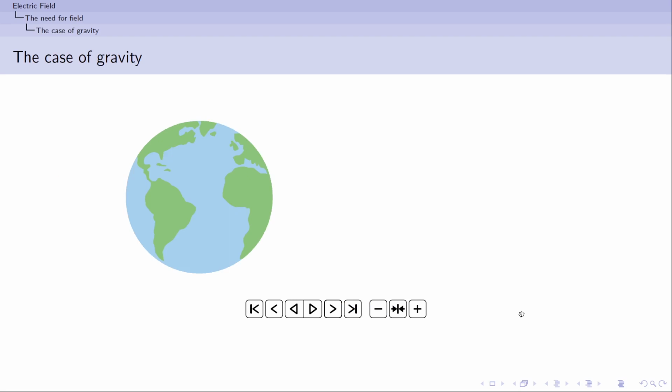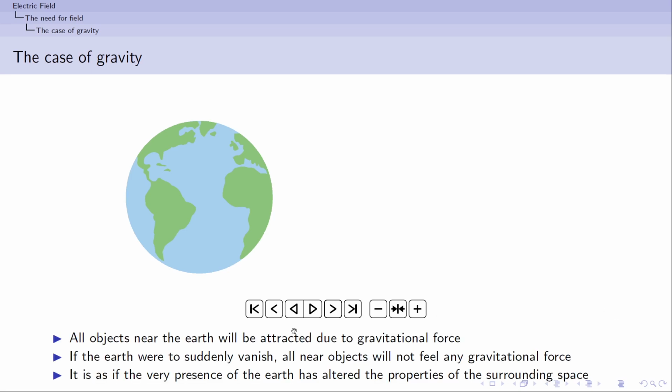To understand this, let us draw inspiration from the case of gravity, which is already familiar to us. All objects near the earth we know will be attracted due to the gravitational force, and if the earth were suddenly to vanish, all near objects would not feel any gravitational force. So let's look at that.